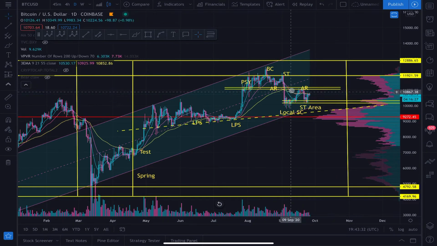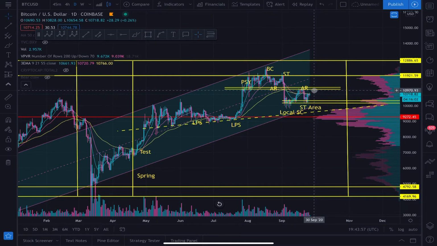I have not moved these lines in weeks. These are not new lines. You can go and check some of my previous videos so that you know that I've been analyzing Bitcoin in this way for a while, but it's following the reaccumulation after a decline schematic to a T. So what am I looking for in the next moves?